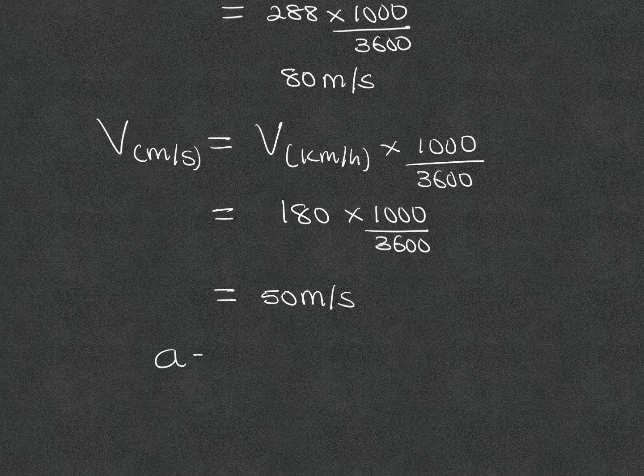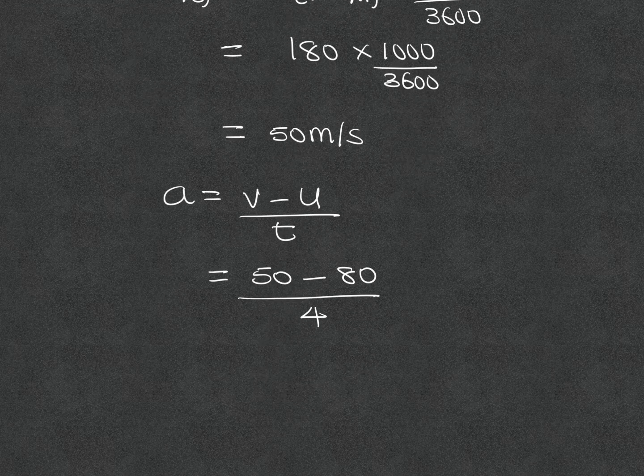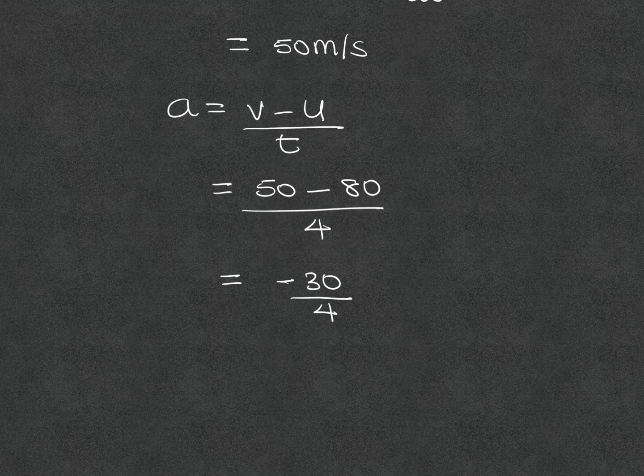So we know that acceleration is v minus u divided by t. So the final velocity is 50 minus the initial velocity is 80, divided by the time taken, which is 4 seconds. So that will be 50 minus 80, that will be minus 30 all over 4. Therefore, the acceleration is actually a deceleration because of the negative value. And 30 divided by 4 is 7.5. So we're going to have negative 7.5 meters per second squared.